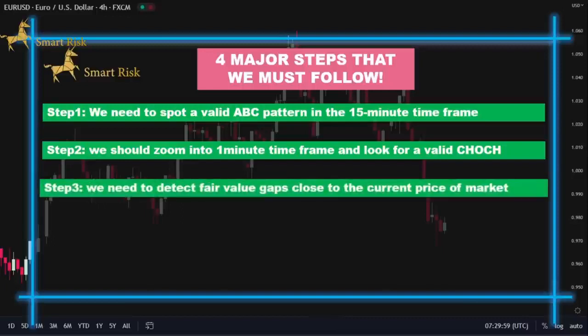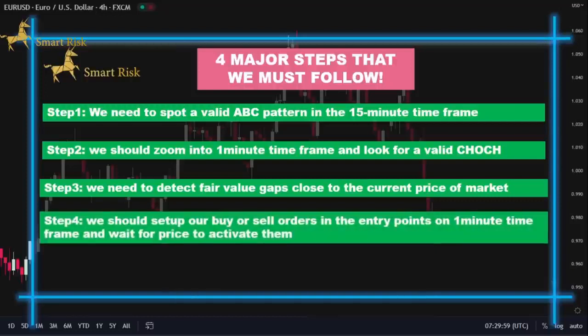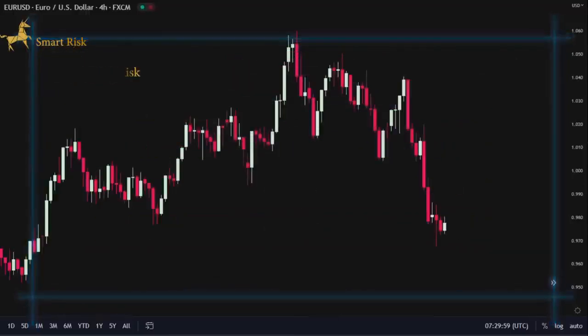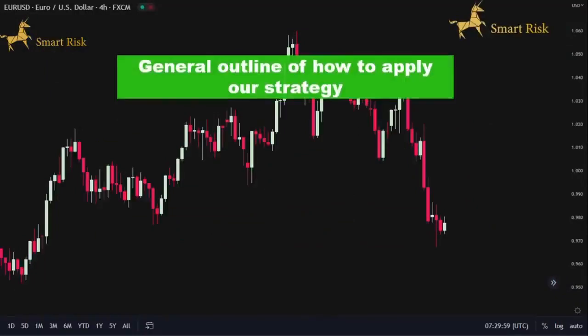Step 3. We need to detect fair value gaps close to the current price of the market. Step 4. We should set up our buy or sell orders in the entry points on the 1-minute time frame and wait for price to activate them. Hence, we obtained a general outline of how to apply this strategy.